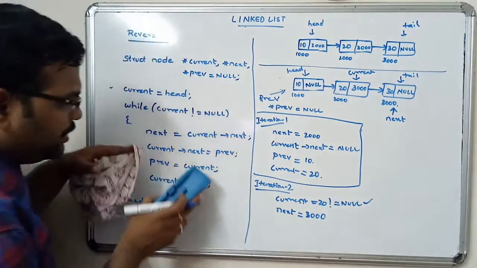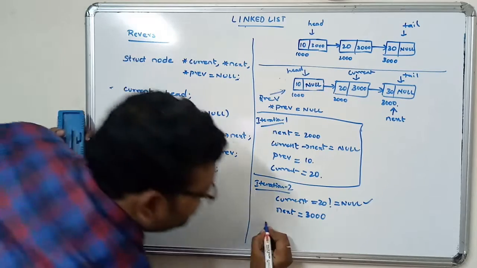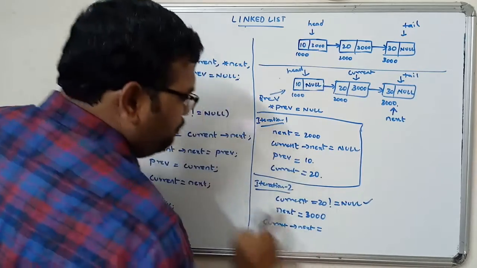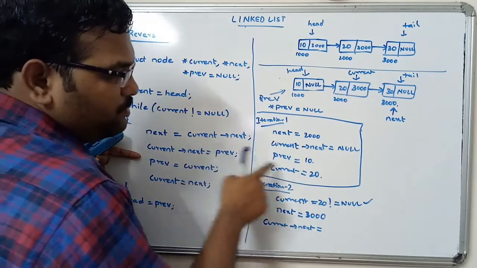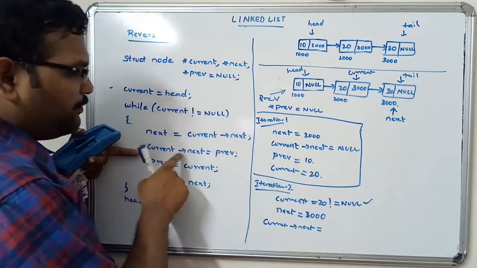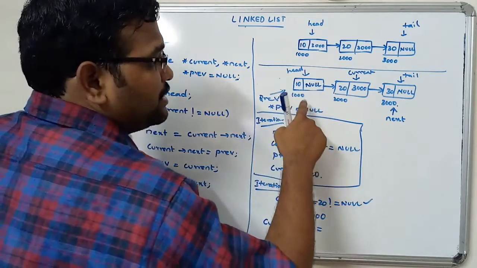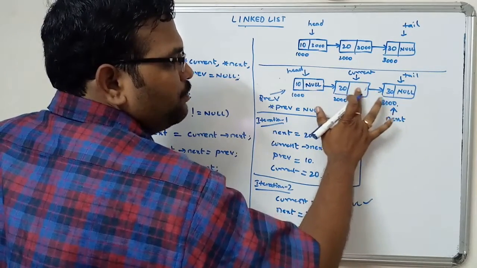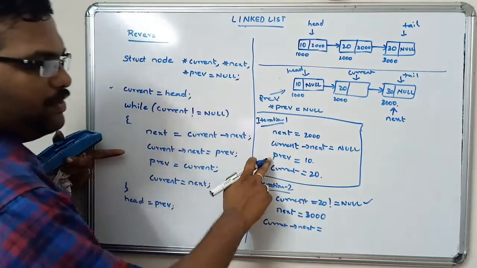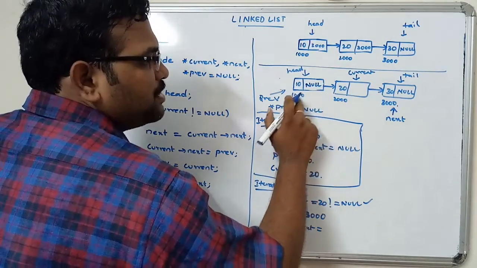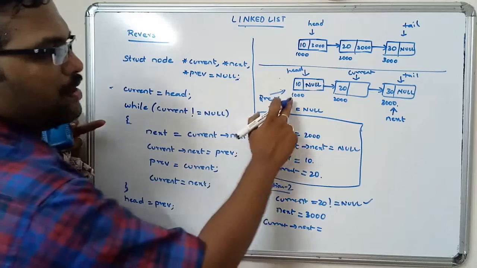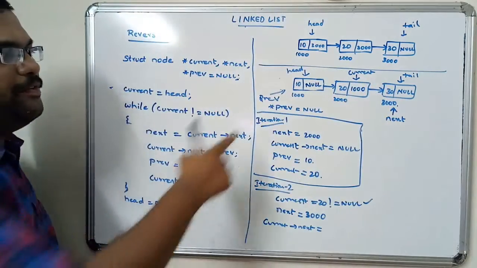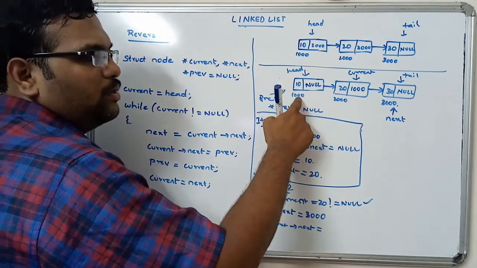Now let us see. Current of next is equal to previous. So what is the previous? 10, right? Current of next. So what is the current of next? 3000 should be replaced with previous. So what is the previous? 1000, right? It's the 10 with the address 1000.